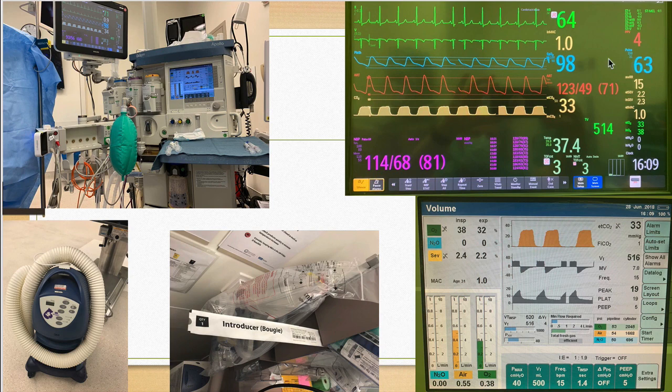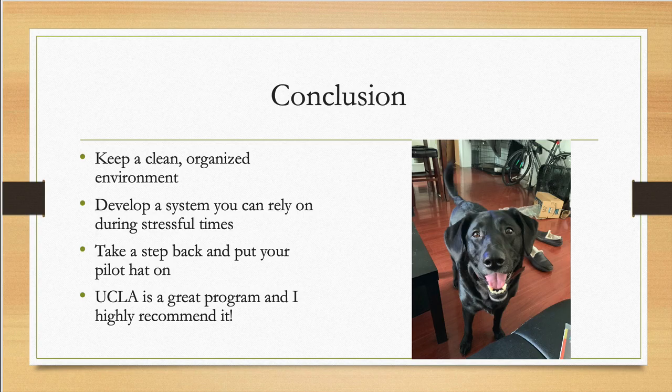So within a matter of minutes, I feel pretty confident when my attending walks in and says, "So how's the patient doing?" I say, the patient's doing pretty good, actually. Okay, in conclusion, keep a clean, organized environment. Again, develop a system that you can rely on during stressful times. Take a step back once you've gone through your system and think like a pilot and scan the room.